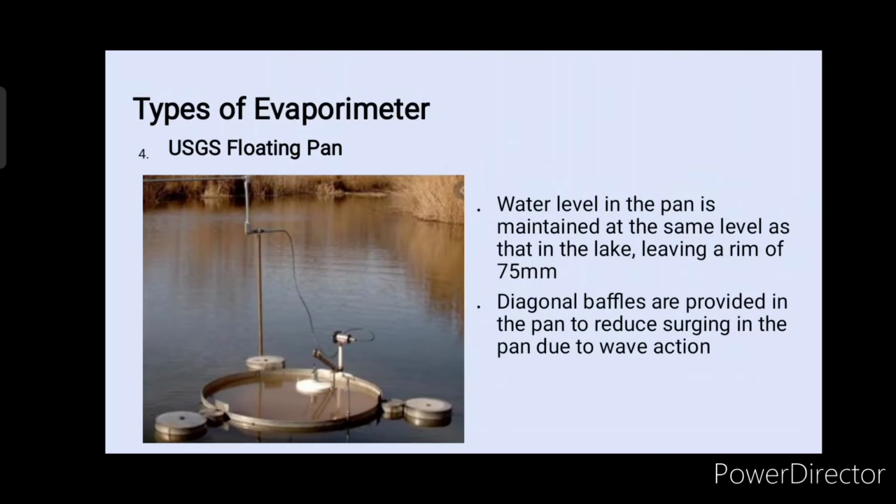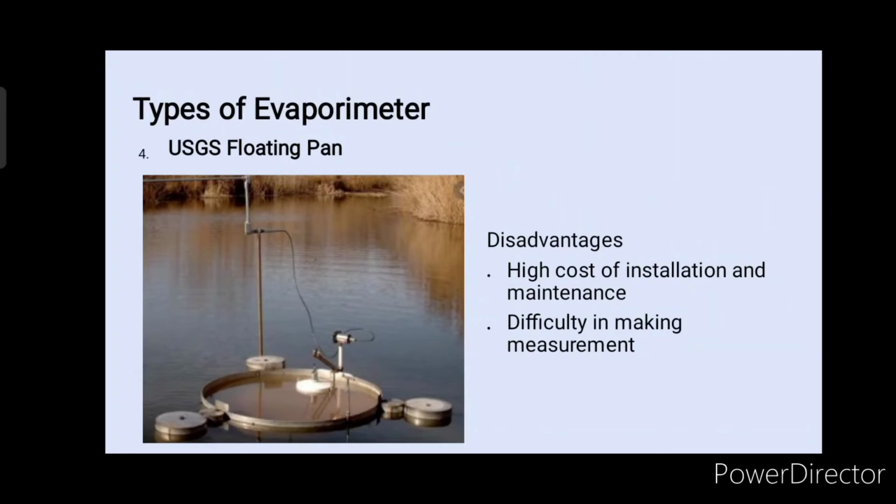The water level in the pan is maintained at the same level as that in the lake, leaving a rim of 75 millimeters. Diagonal baffles are provided in the pan to reduce surging in the pan due to wave action. The disadvantage of using this type of evaporimeter is that it requires high cost of installation and maintenance, and it is difficult in making measurement.